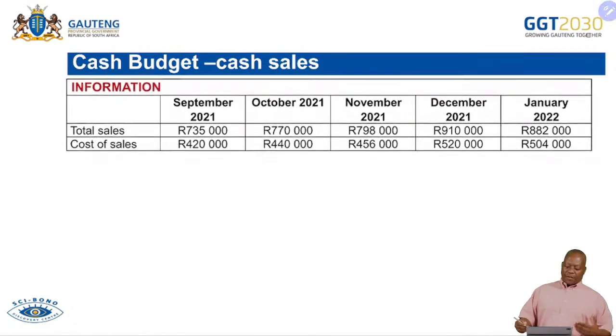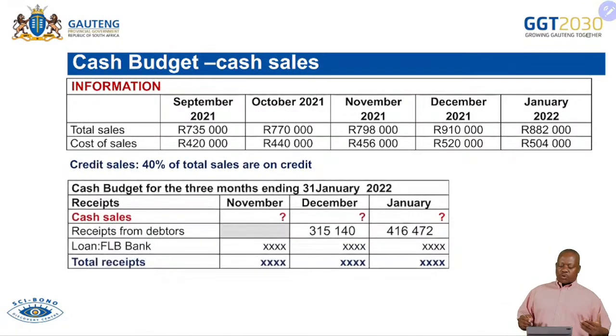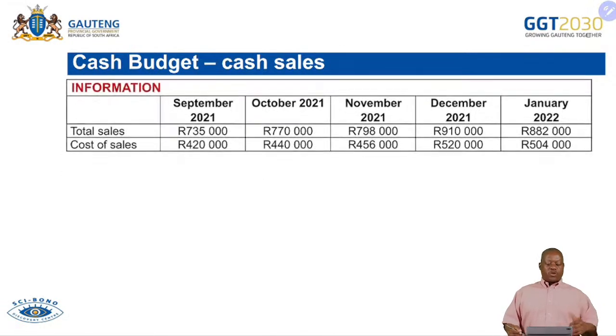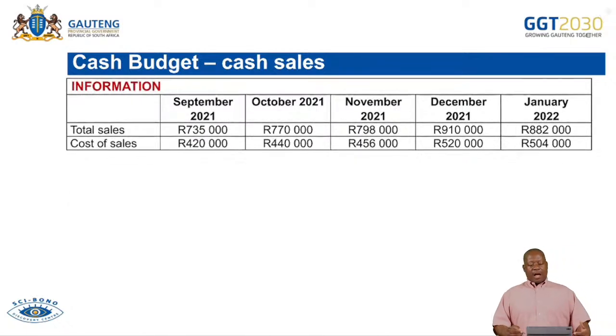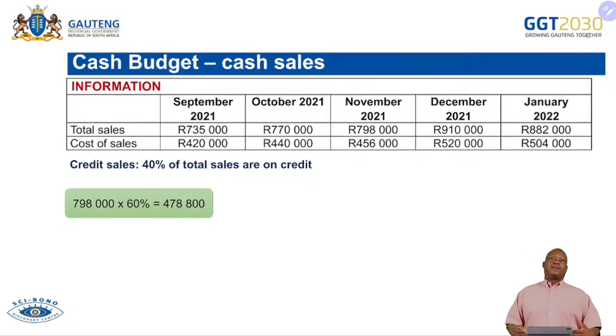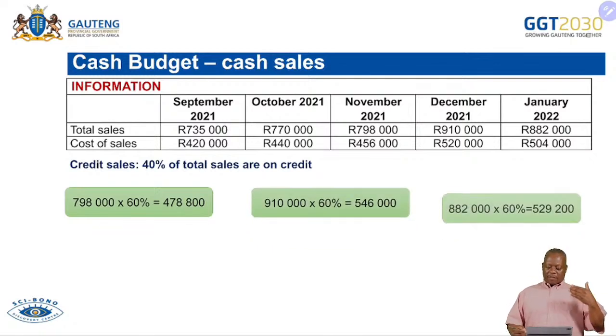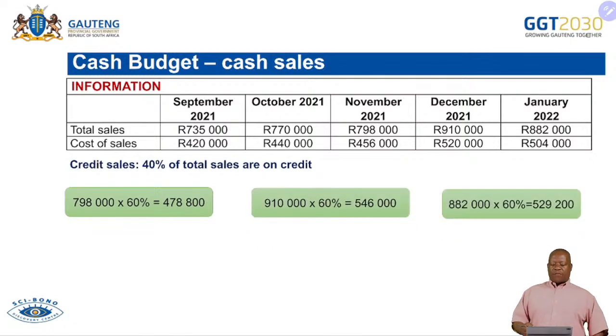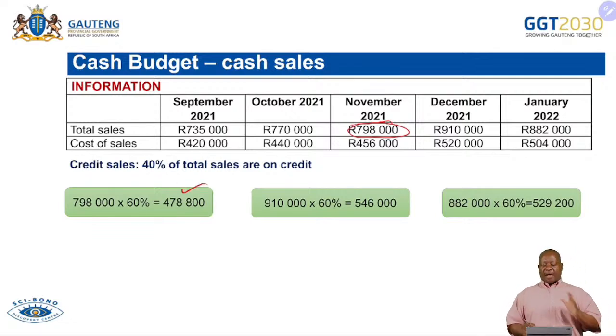Now let's deal with the cash part now. So what is it that we need to do? For us to find the figures for cash sales, we are just looking for the 60% because we know 40% is on credit and 60% is cash. So it is going to appear in our cash budget just in a simple way. Take the calculations. For the month of November, we are taking 798,000 total sales. And then we are finding 60% of that. And there we are. These are our cash sales for the month of November.